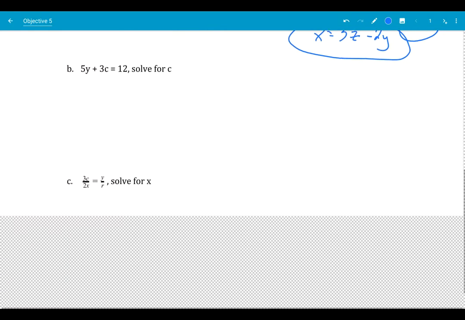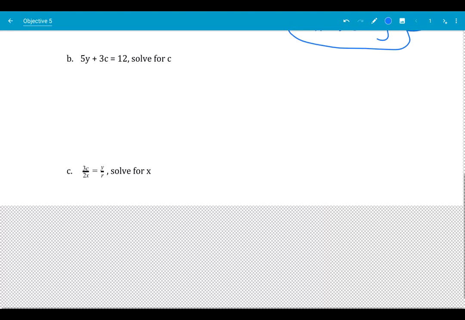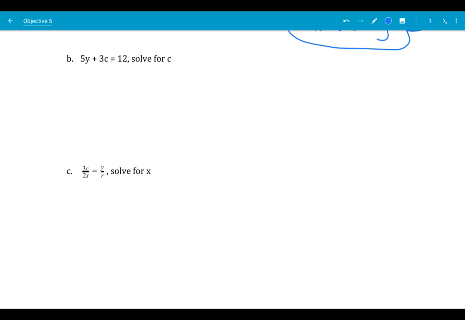Why don't you guys try B? You're solving for C there. Try to solve for C and then come back. Okay, I'm assuming you've done that. Again, we're trying to get rid of 5y and then just the 3. So again, imagine what you would do without the variables there. We'd probably subtract 5 first. We're going to subtract 5y instead. I get 3c equals 12 minus 5y. Then divide everything by 3.